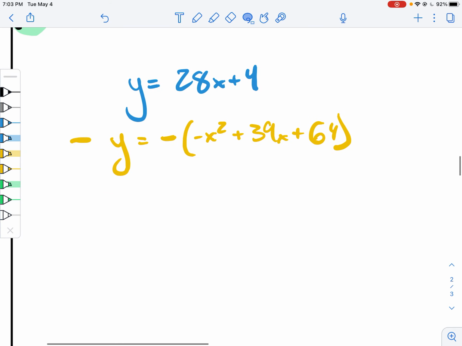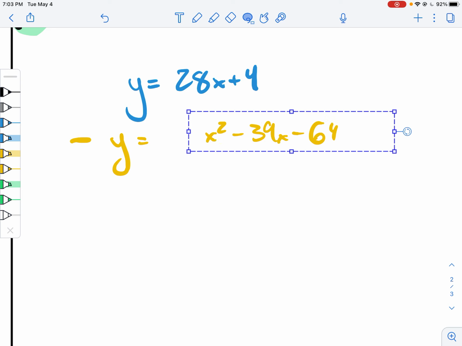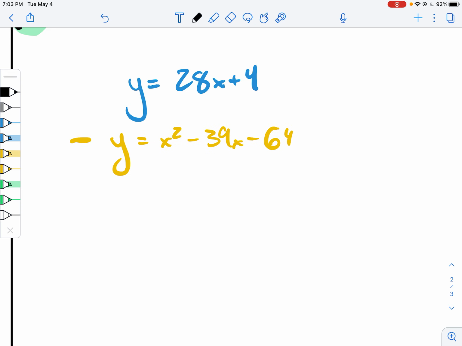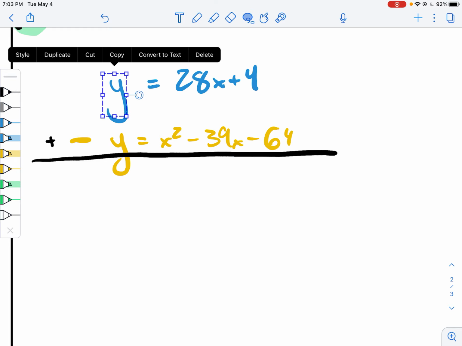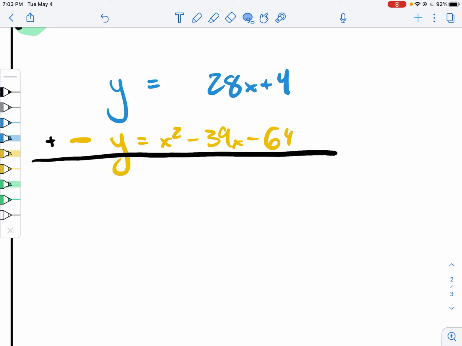Then I need to actually simplify this. So I'm going to distribute my negative into every term. Give me negative, negative, and a positive. Awesome. Now we can add these up and see what eliminates. I'm just going to rearrange this a little bit so that the like terms line up. And here we go.